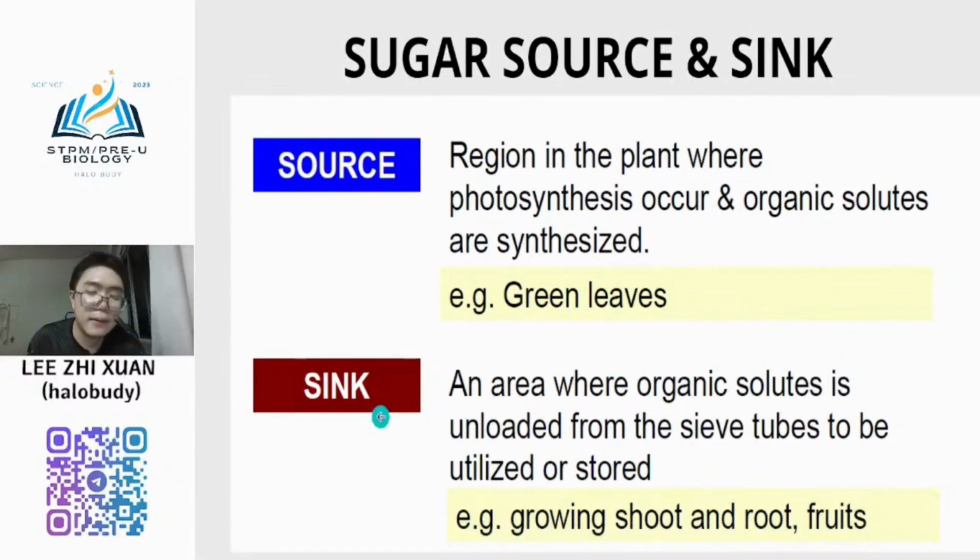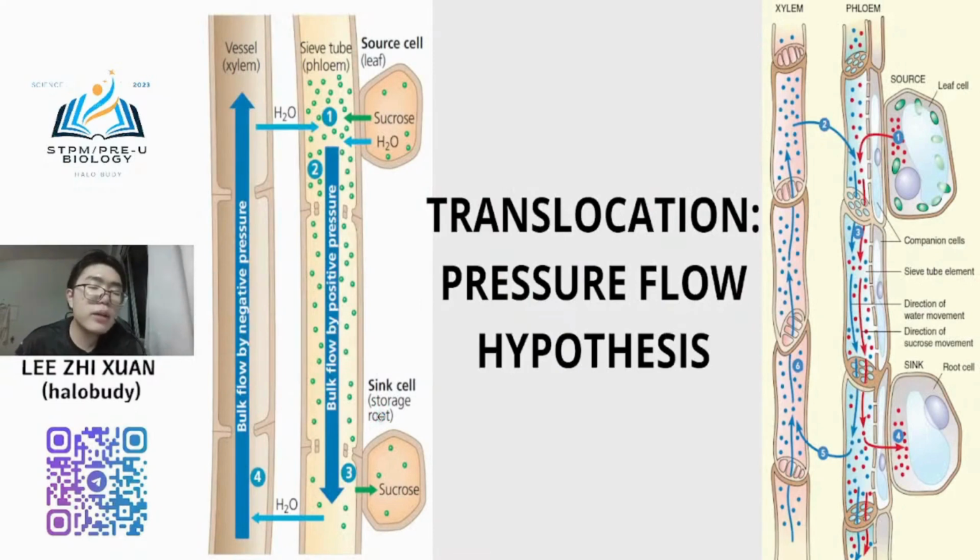Okay, in translocation, in our syllabus we have 4 hypotheses that you need to learn. First one is the pressure flow hypothesis. Another one is electro-osmosis and cytoplasmic streaming, and lastly the peristaltic wave. The most famous and most commonly used one is pressure flow, or another name we call mass flow. These two are actually the same, just different names.